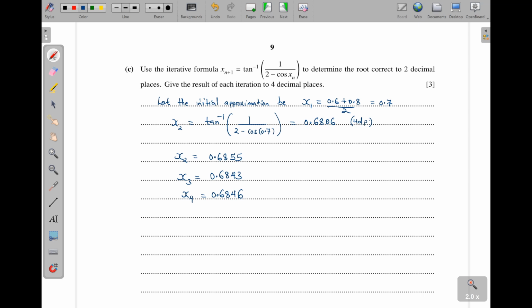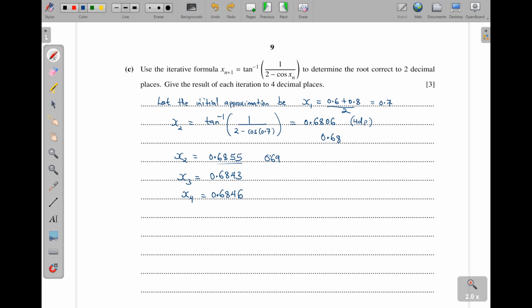Now, let's check to 2 decimal places. When we check to 2 decimal places, this is 0.68, this is 0.69, this is 0.68, and this is 0.68. Now, we have gotten these values. This is the minimum number of iterations that we must have. So we need to put in a third one, and then we confirm. You see that? The third one, in the values that are consistent, confirms the answer.